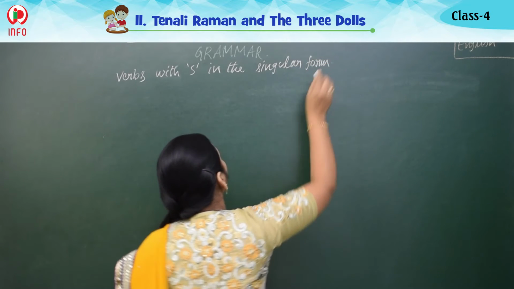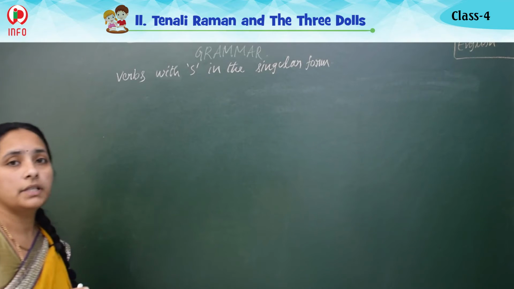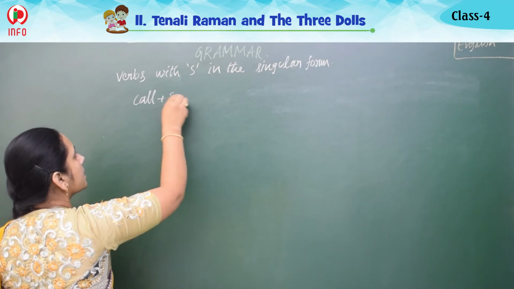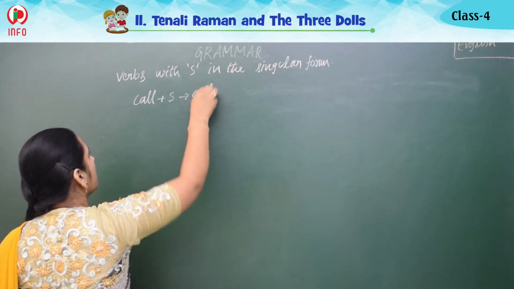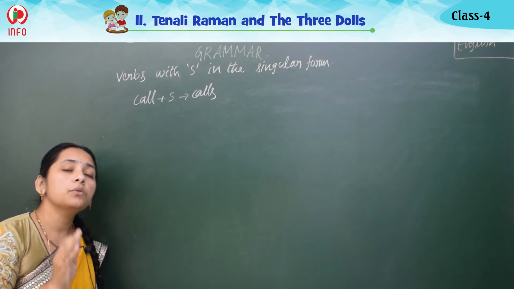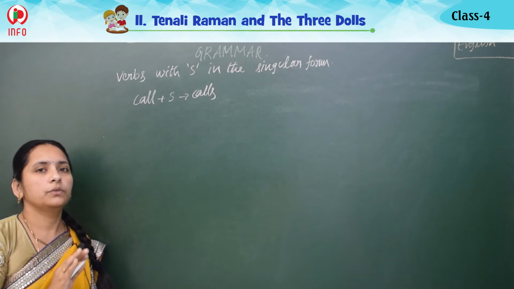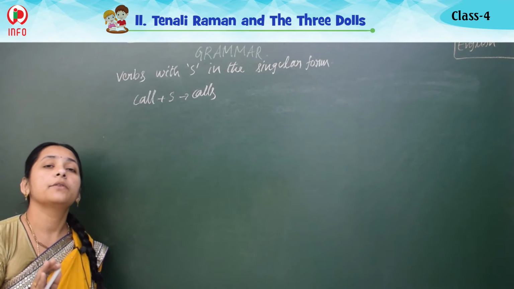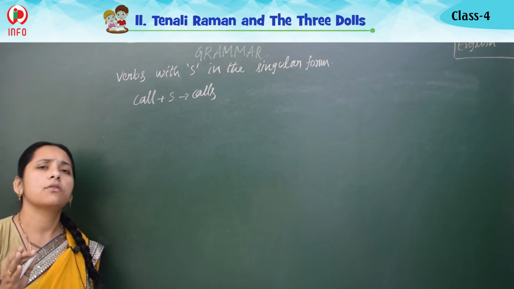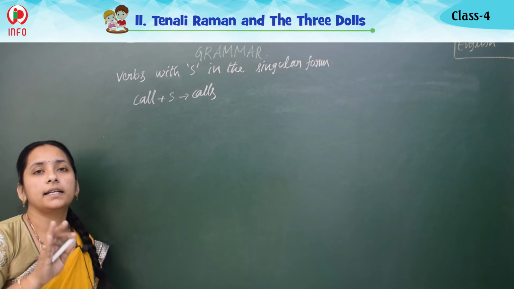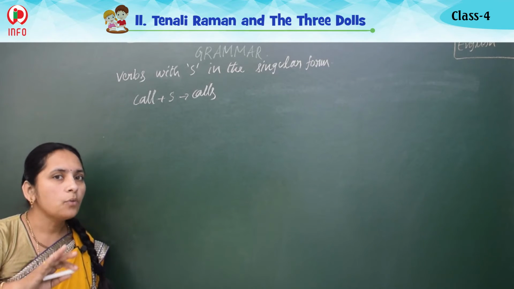Here you may get one more doubt, children. How can we take it? Suppose call. For this, S is added, so it becomes calls. So here you may get one more doubt: is it a noun or a verb? Okay, children, this is very important. You always get confused about it, in the next classes also, every time. So how can we find the difference between noun and verb?